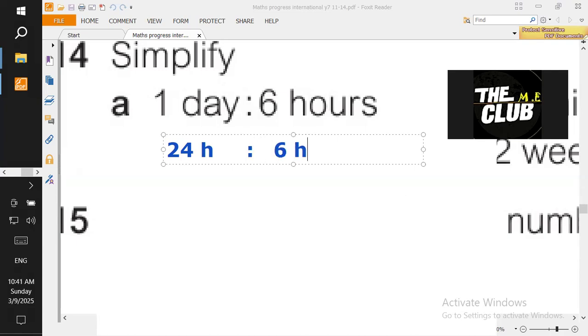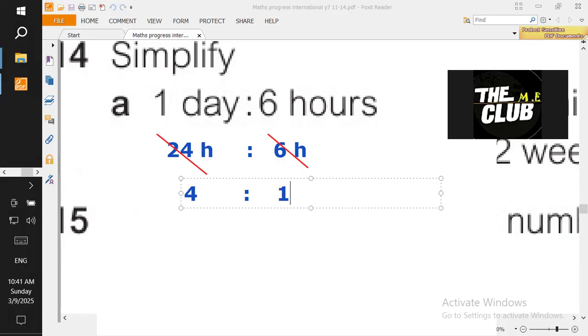Now I can simplify. Once they have the same units, I can simplify them. And the highest common factor that I'm going to divide by is what? Very good, it's the 6. So divide by 6, divide by 6. 24 divided by 6 is going to be 4, and 6 divided by 6 is going to be 1. The simplest form of the ratio is 4 to 1. And this is how you answer a question like this.